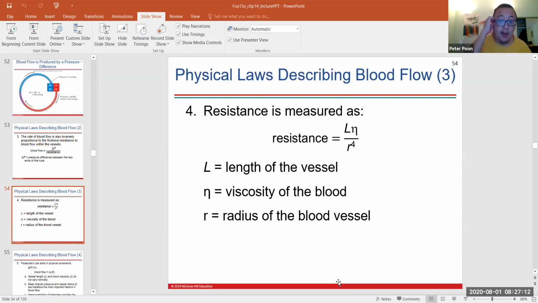And last but not least, the r to the fourth value. Okay, this is huge. So if you double the radius, this is 8 times, 16 times actually, not 8. So if you double the radius, the resistance goes down 16-fold.